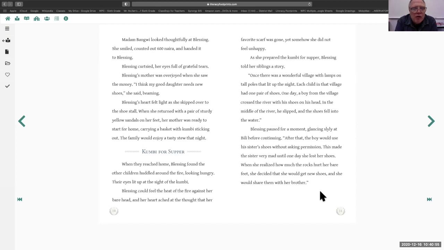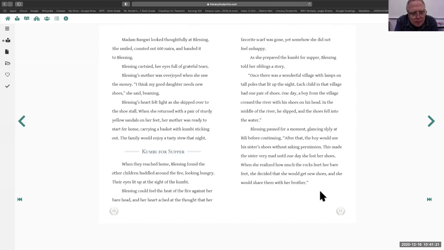Blessing's mother was overjoyed when she saw the money. "I think my good daughter needs shoes," she said, beaming. Blessing's heart felt light as she skipped over to the shoe stall. When she returned with a pair of sturdy yellow sandals on her feet, her mother was ready to start for home, carrying a basket with kumbi sticking out. The family would enjoy a tasty stew that night.